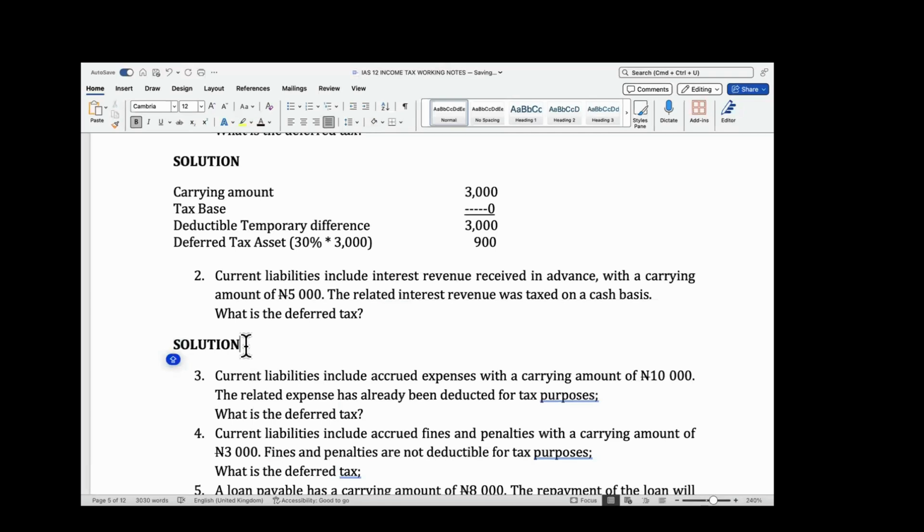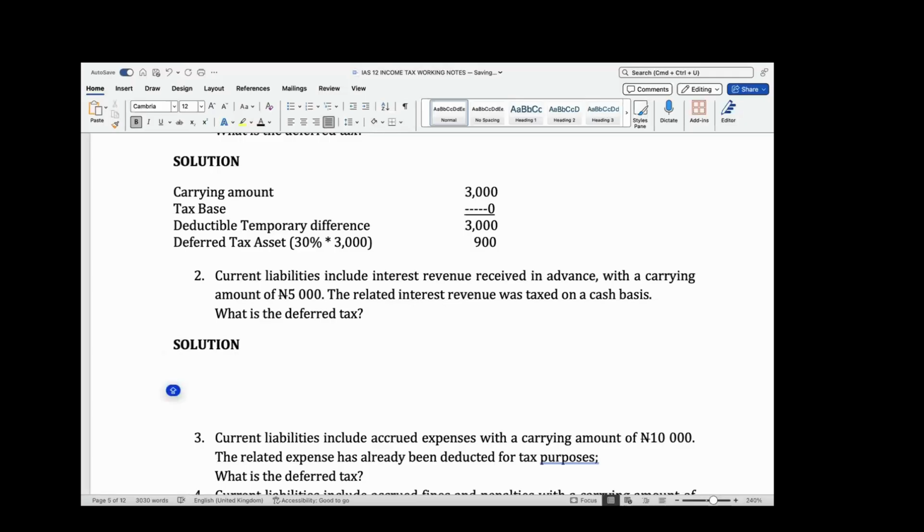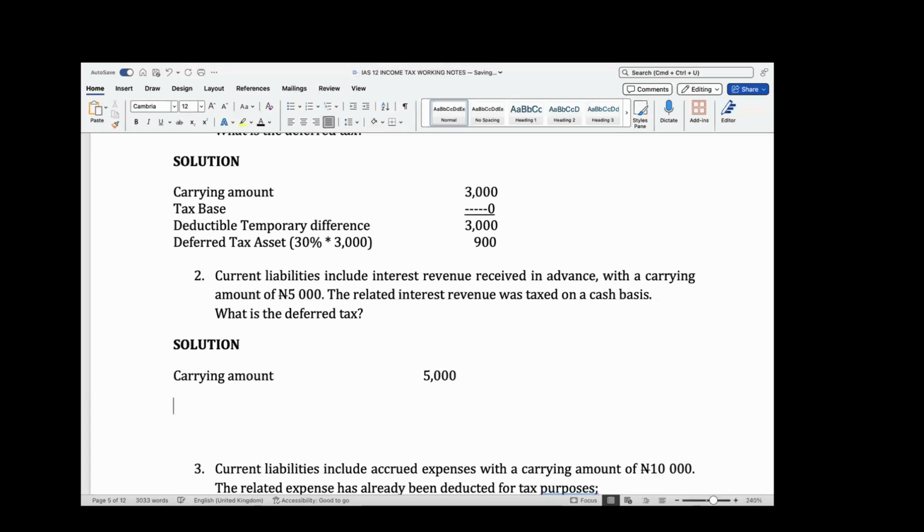Thank you, Afua. Let's read the second one. Question 2. Current liabilities include interest revenue received in advance with a carrying amount of 5,000 naira. The related interest revenue was taxed on a cash basis. What is the deferred tax? They always give us the carrying amount. So what's the tax base now? I would say it's 5,000. Okay, the tax base is 5,000.